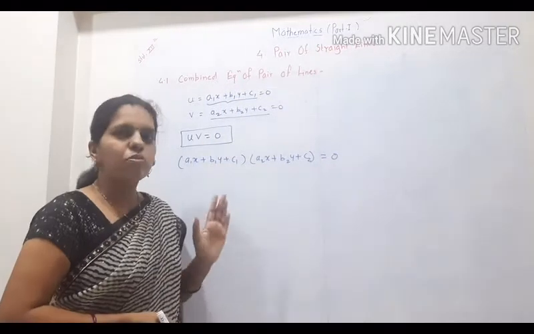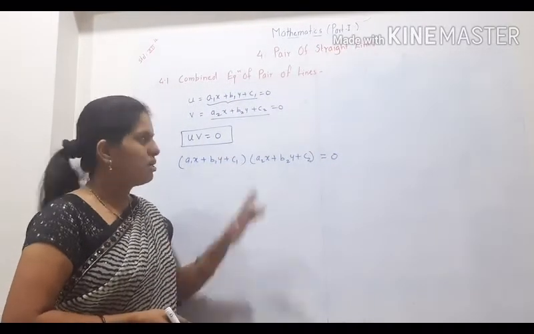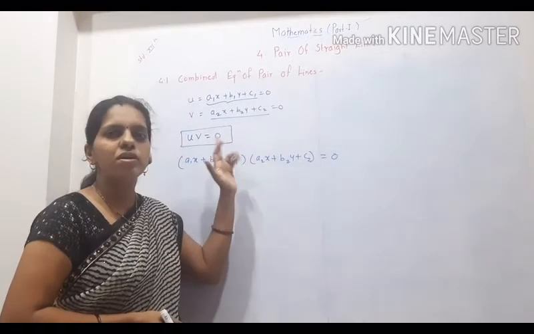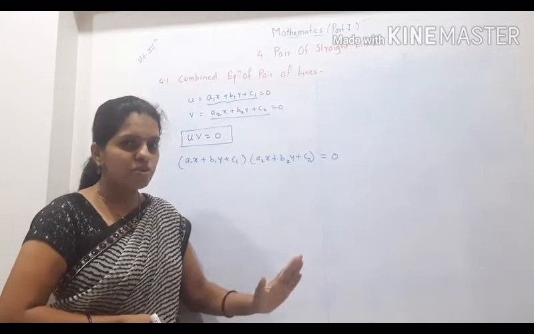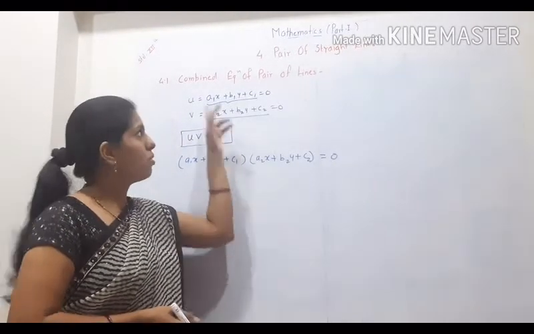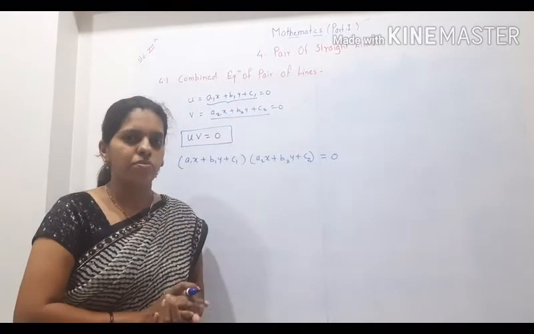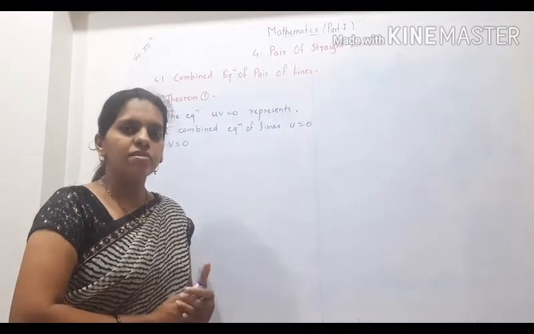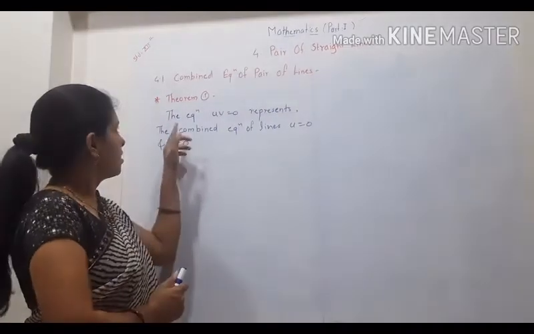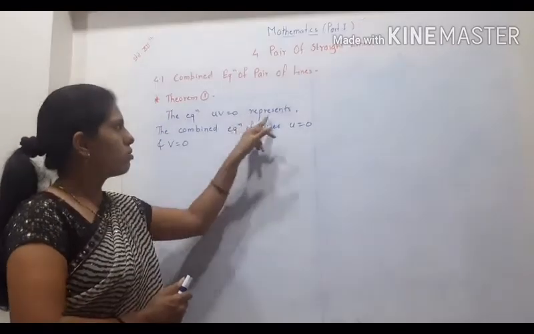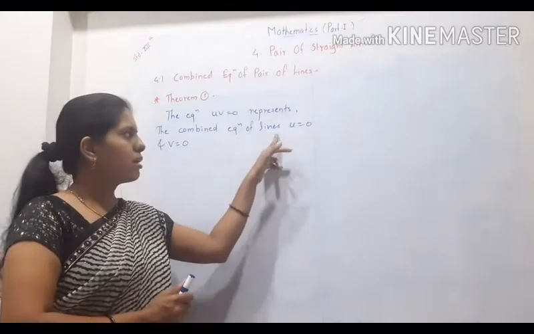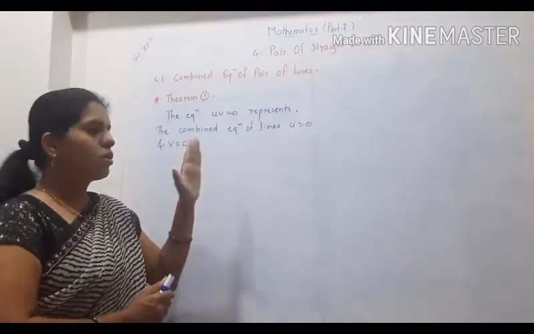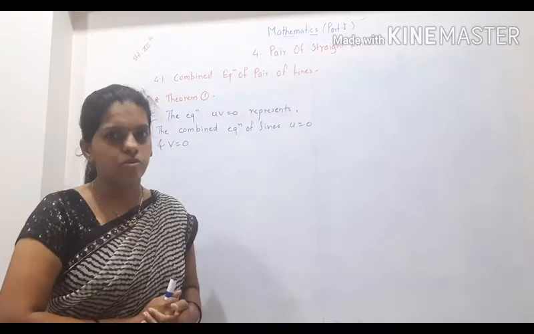In that we have to prove that the equation uv is equal to 0 represents the two straight lines u is equal to 0 and v is equal to 0. So see the statement of the theorem. The equation uv is equal to 0 represents the combined equation of the lines u is equal to 0 and v is equal to 0.